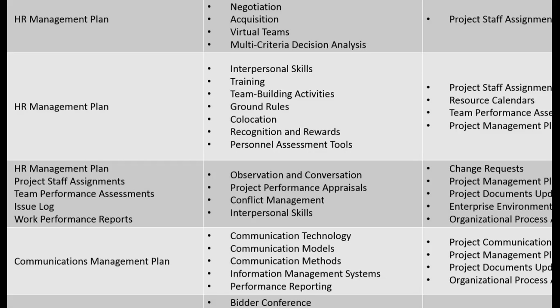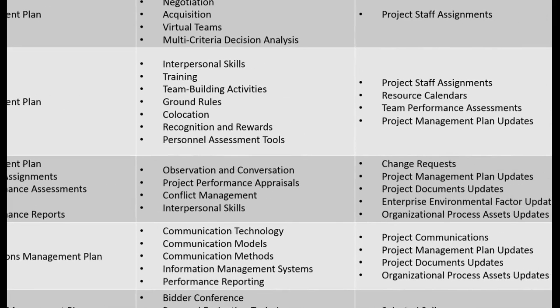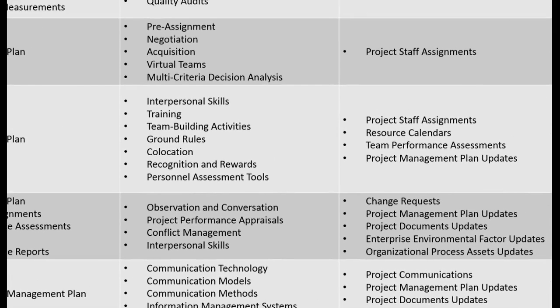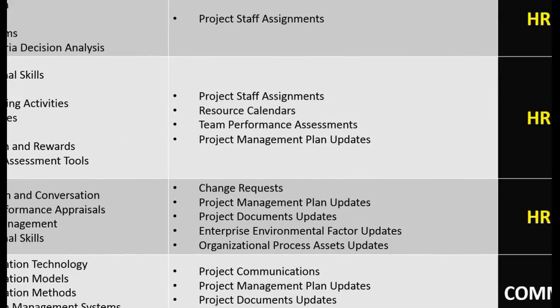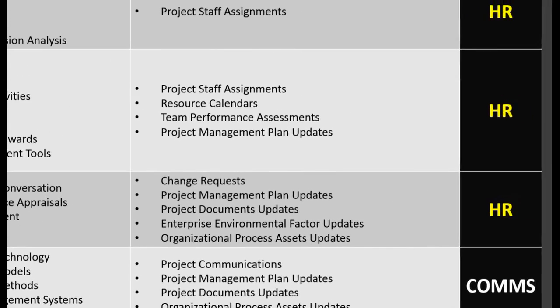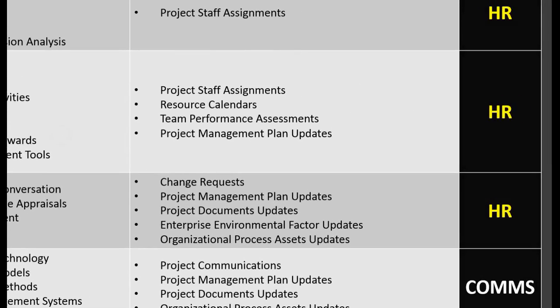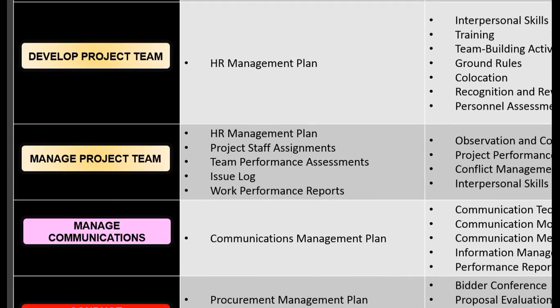Training, team building, ground rules, co-location, recognition and rewards, and personnel assessment tools need no introduction, I'm sure. Co-location, you could use the word tight matrix to describe a team that is in close proximity. Project staff assignments are an output, along with resource calendars and team performance assessments. But it's also important to know that these are also used within Manage Project Team. You see your project staff assignments and the team performance assessments, very important.